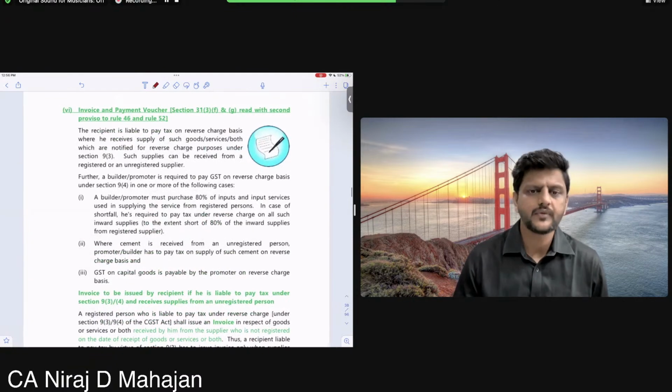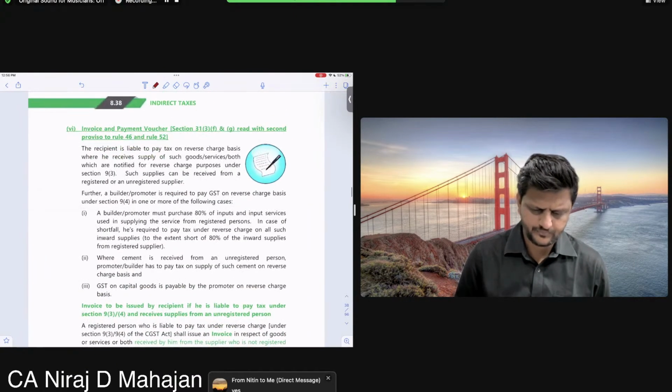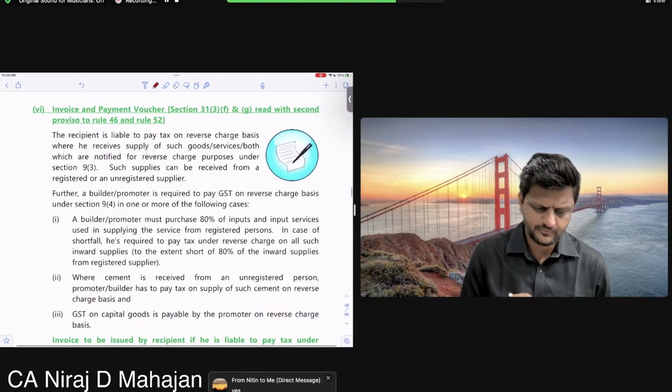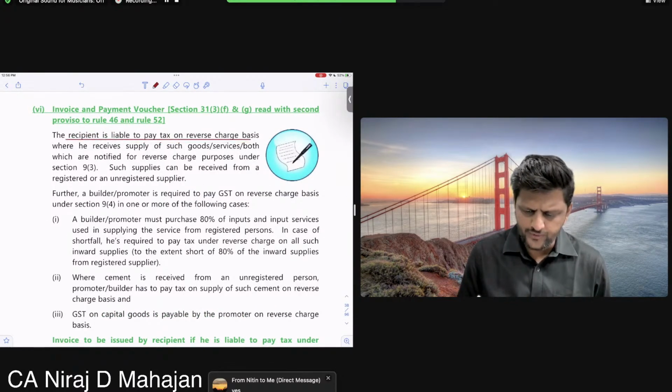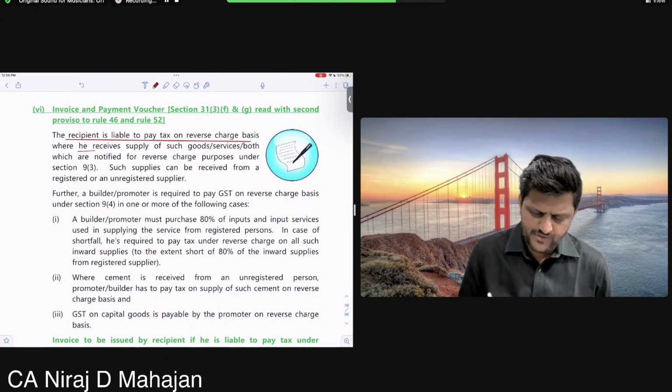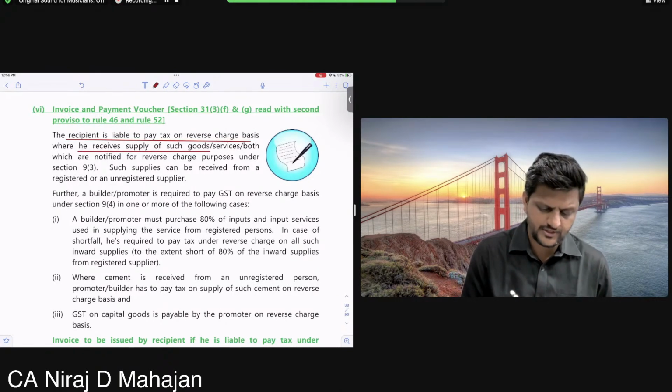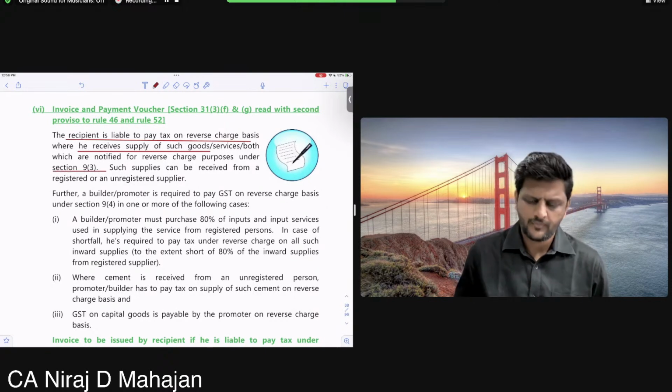Next one. Ready? Invoice and payment voucher. The recipient is liable to pay tax on reverse charge basis, where he receives supply of goods or services or both, which are notified under RCM under section 9(3). Okay.